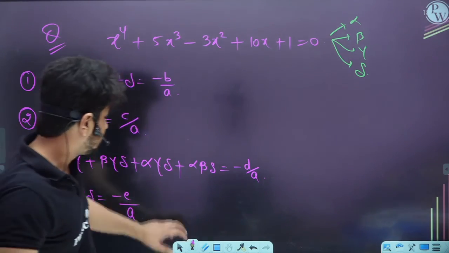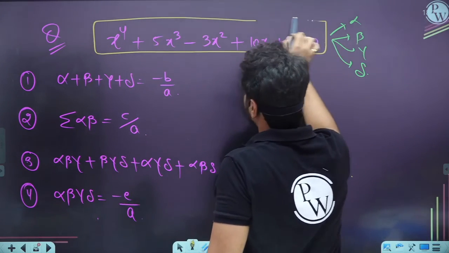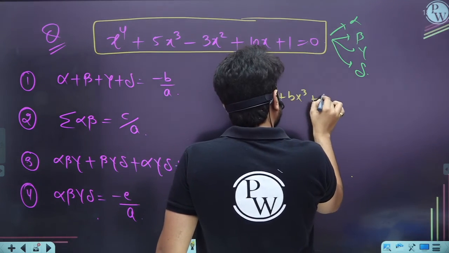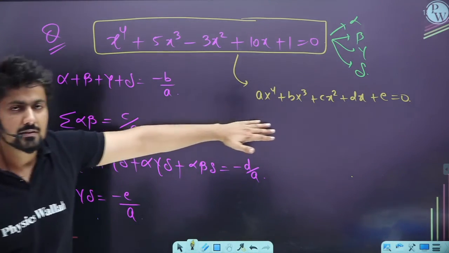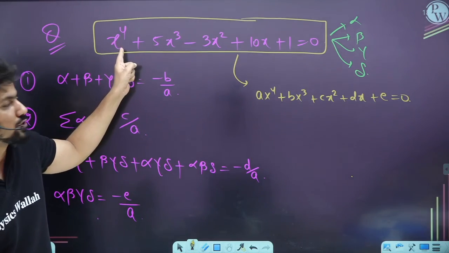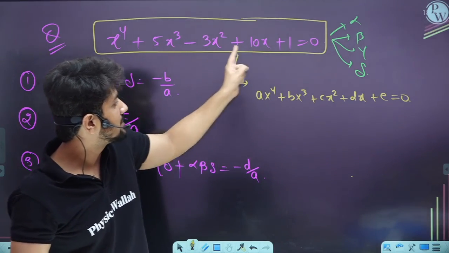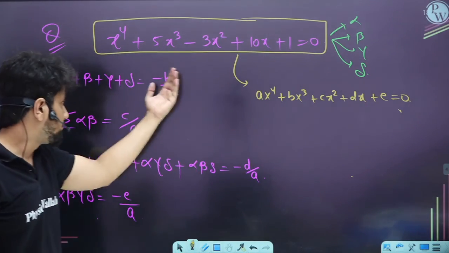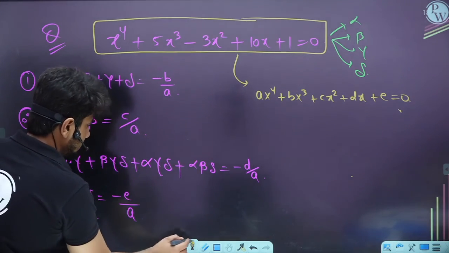Compare this with a degree 4 expression like this: a x raised to the power 4 plus b x cube plus c x square plus d x plus e equal to 0. Compare this with this, then you will easily be able to see the values. a is 1, the coefficient of x raised to the power 4. b, the coefficient of x cube, is 5. c, the coefficient of x square, is minus 3. d, the coefficient of x, is 10, and e is the constant term. The pattern follows: minus b by a, plus c by a, minus d by a, plus e by a.